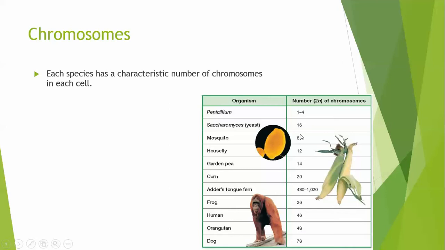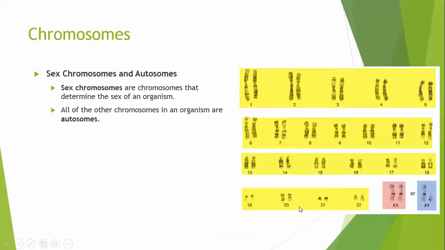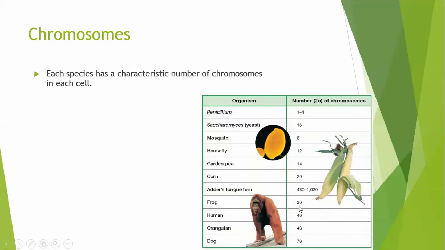So which one of these organisms has the closest number to us? Whoop, we went too fast. It's too early. Just kidding. The orangutan is the one that's closest related to us. Look at this dog right here, though. It has 78 chromosomes. What?